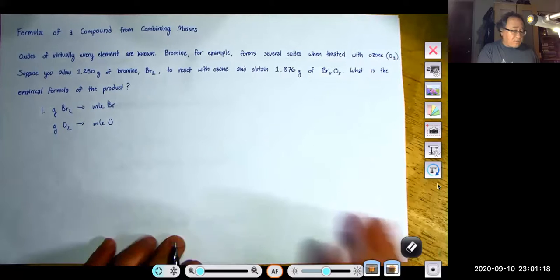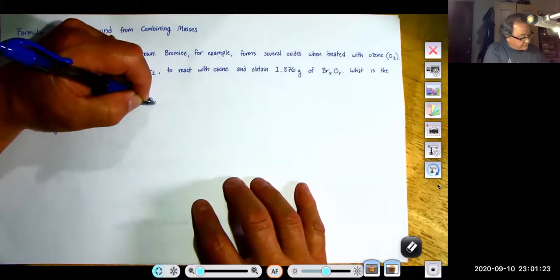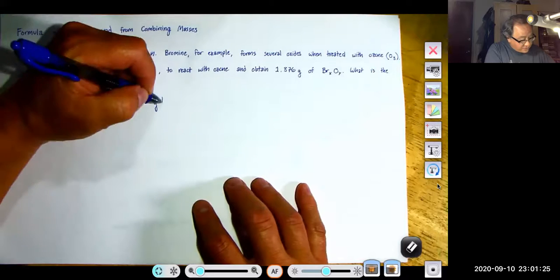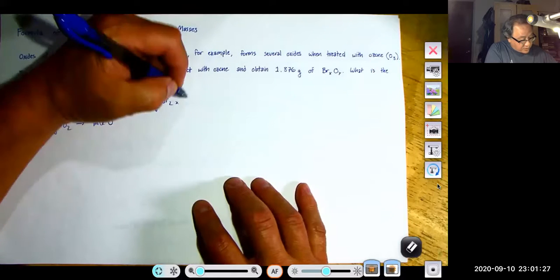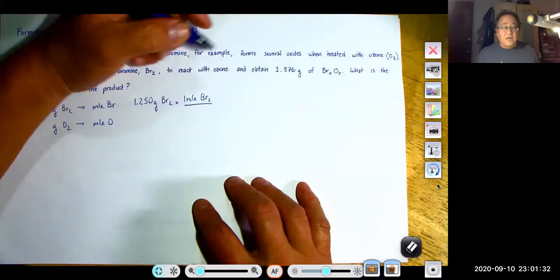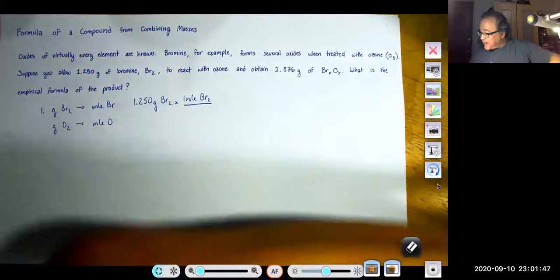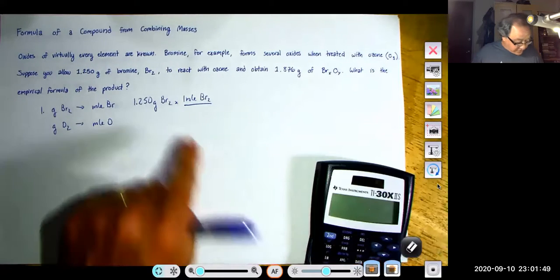So let's start off with that. 1.250 grams of Br2 times 1 mole of Br2. You'll notice I'm not spending a whole lot of time showing you how to calculate molar mass because, number one, we've done that a number of times. And number two, it's review for you from your previous chemistry class. So for bromine, we get 79.90 times 2.